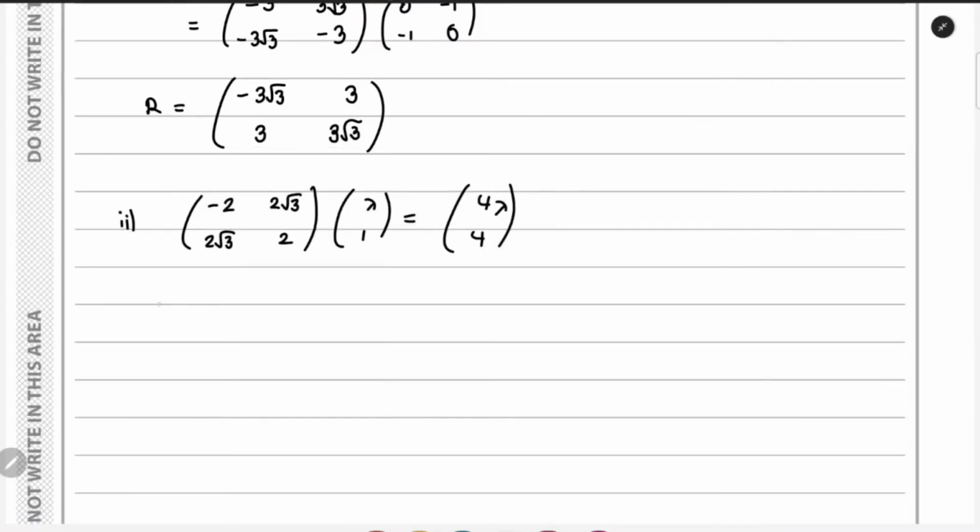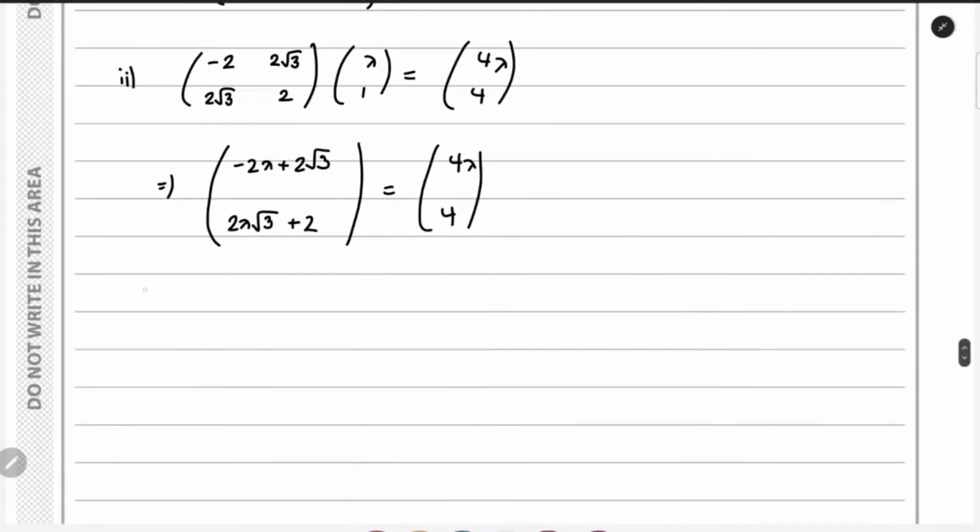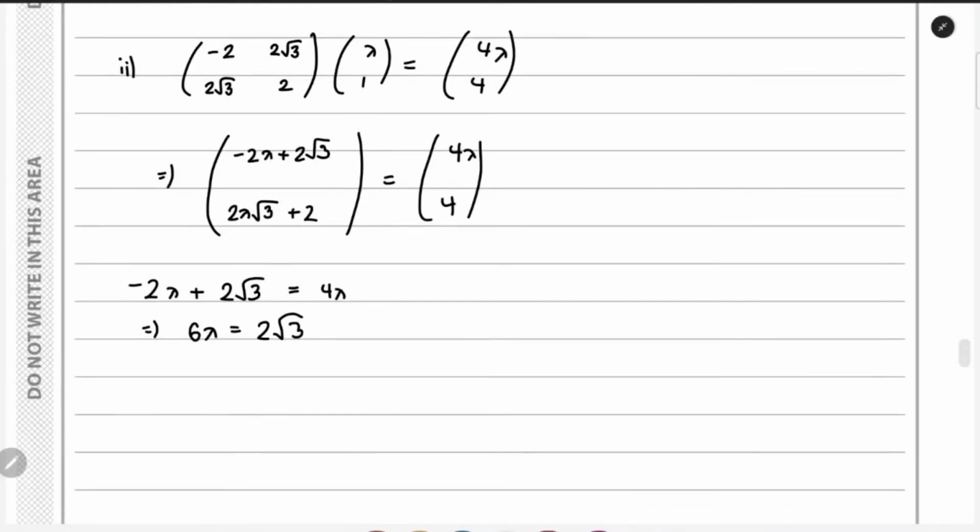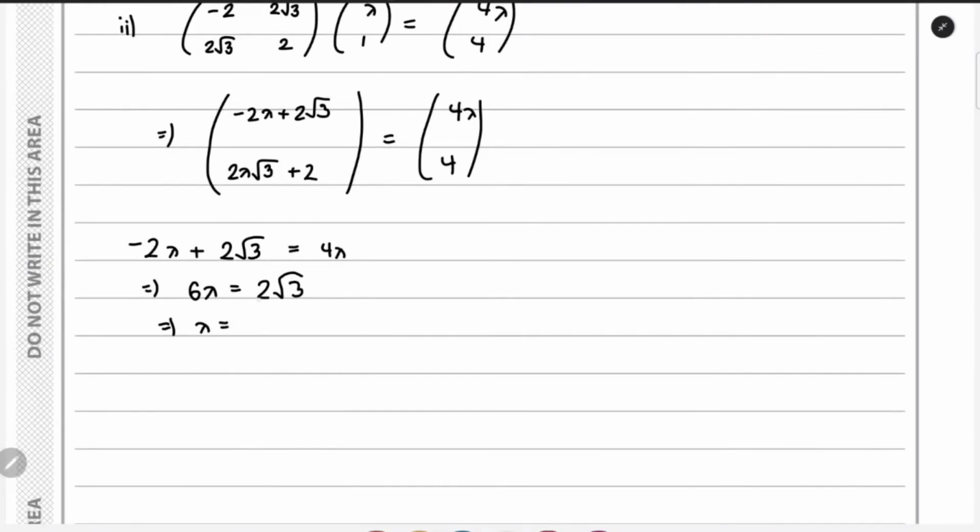So on the left we have minus 2 times lambda plus 2 root 3. So minus 2 lambda plus 2 root 3, and over here we'll have 2 lambda root 3 plus 2. This will be equal to 4 lambda and 4. We can solve this now. We have 2 lambda plus 2 root 3 is equal to 4 lambda. So 6 lambda will be equal to 2 root 3, and lambda will be equal to root 3 by 3.